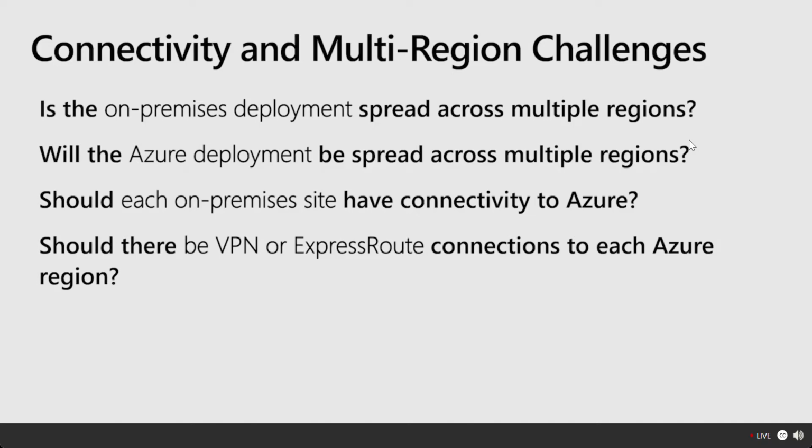So Tailwind Traders needs to ask whether their on-premises offices are in multiple regions. Have they deployed resources into multiple Azure regions? Whether each on-prem site should have individual connectivity to Azure, and whether or not those sites need VPN or ExpressRoute connections into each Azure region. You can start to see how all of these different questions, challenges, and individual business requirements help you formulate the decisions you make about how this hybrid network topology is going to be configured.